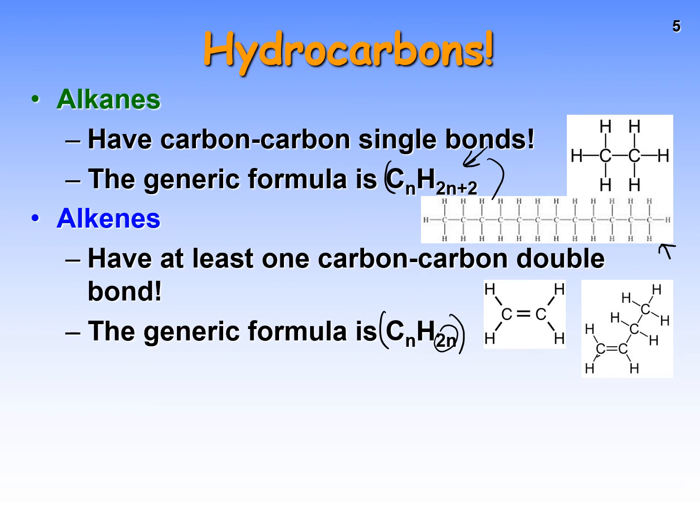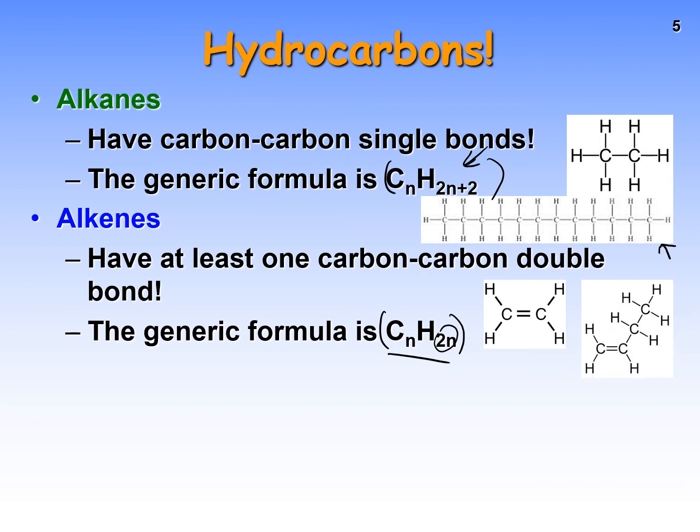Same thing here. We have 1, 2, 3, 4, 4 carbons here and 1 double bond. So the formula should be CnH2n. So 4 times 2 should be 8 hydrogens. 1, 2, 3, 4, 5, 6, 7, 8 hydrogens.